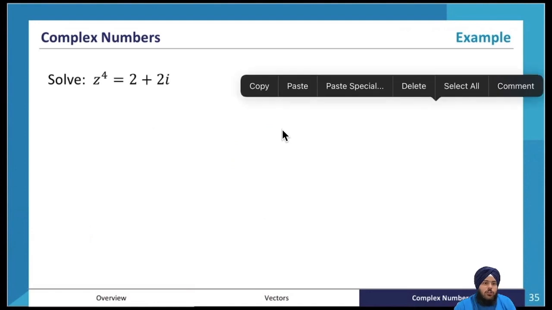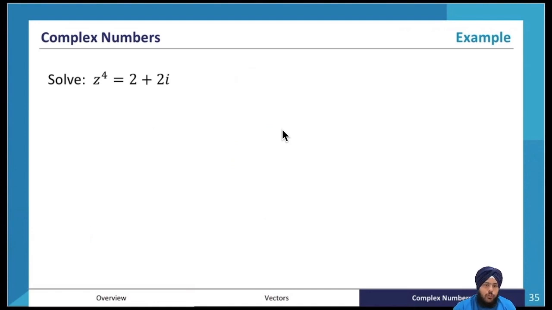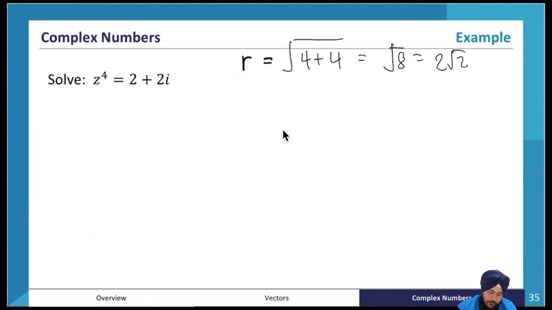I'll actually show you an example because that just makes a lot more sense. So let's just say we have this question here. Find the fourth roots of z to the power of 4, 2 plus 2i. First step is to convert it into polar form. So 2 plus 2i, first finding the magnitude, that's just going to be 4 plus 4, just squaring them. That's going to be root 8, which is 2 root 2. Just leave it as root 8 for now. We'll come back to it a bit later on.